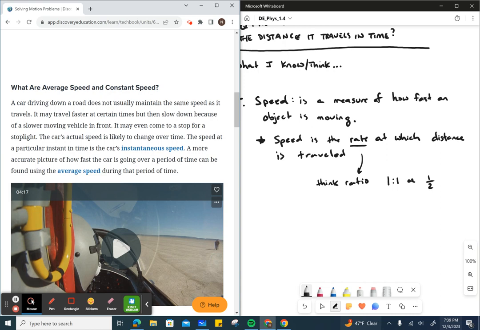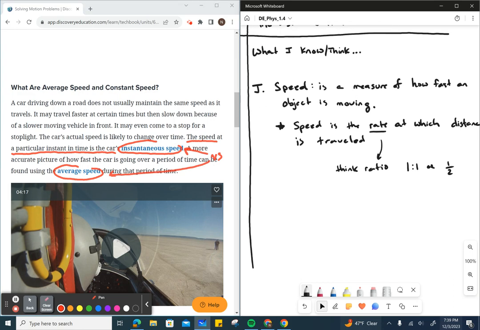Okay. So let's see here. I'm going to pull up my pen here, and I'm going to drop down here. The speed at a particular instant in time is the car's instantaneous speed. A more accurate picture of how fast a car is going over a period of time can be found using average speed. So we have two different concepts here that they're trying to convey here, right?